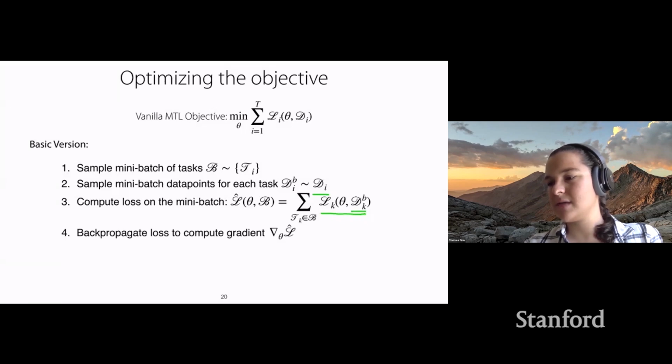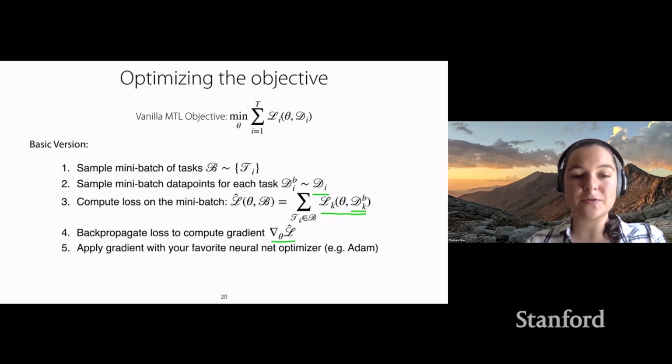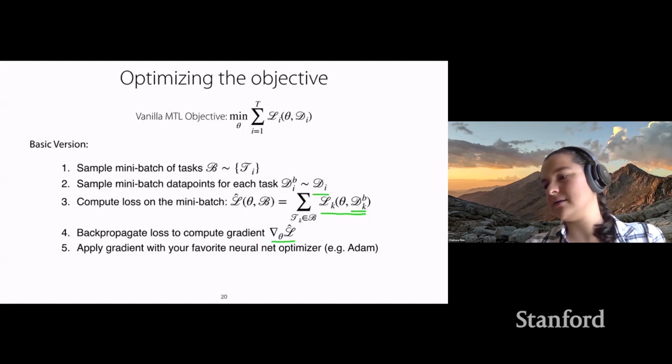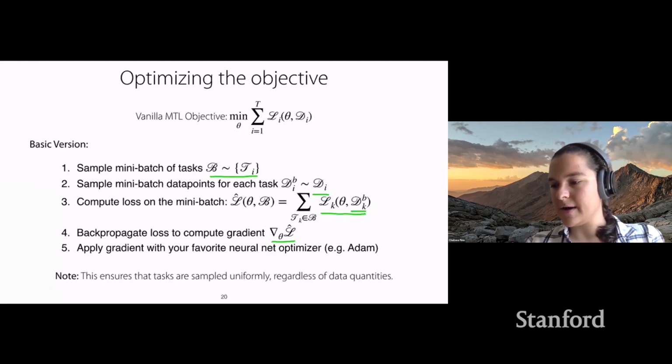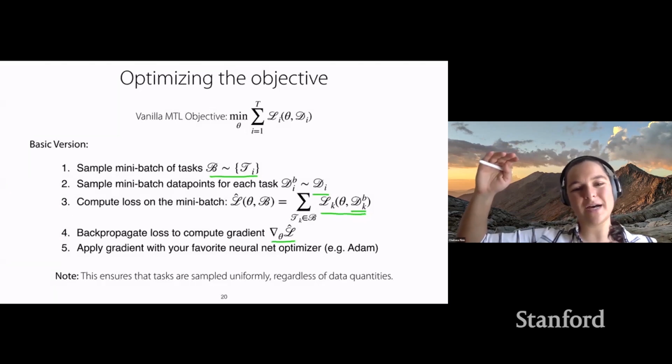And then take the loss for each of the mini batches, and backpropagate the loss into theta to compute the gradient. And then once you have the gradient, use your favorite neural network optimizer, such as Adam, to update your neural network. What this does is that it essentially encourages your model to consider data from multiple different tasks at every mini batch. It ensures that the tasks are sampled uniformly, regardless of whether or not you have a lot more data for one task than for another task.